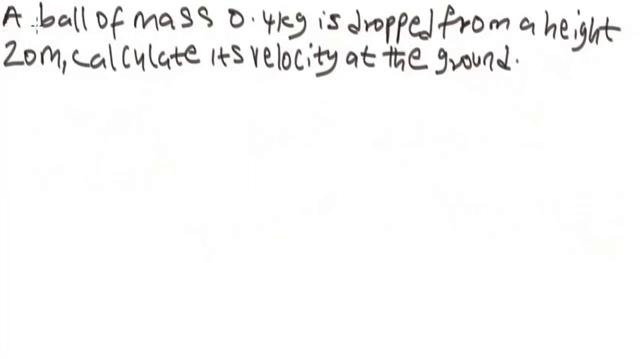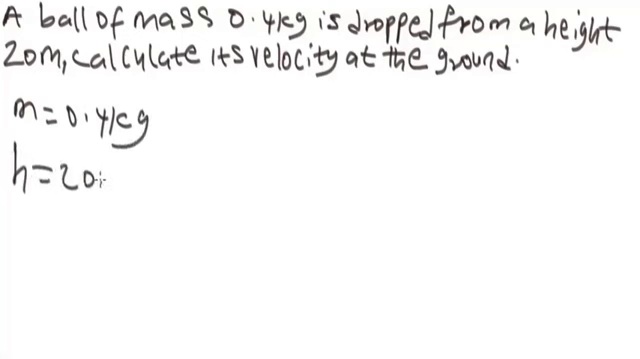It says a ball of mass 0.4 kg is dropped from a height of 20 meters. Calculate its velocity at the ground. Alright, so let's bring out our parameters. We have our mass to be 0.4 kg. We have our height to be 20 meters. We are looking for velocity.